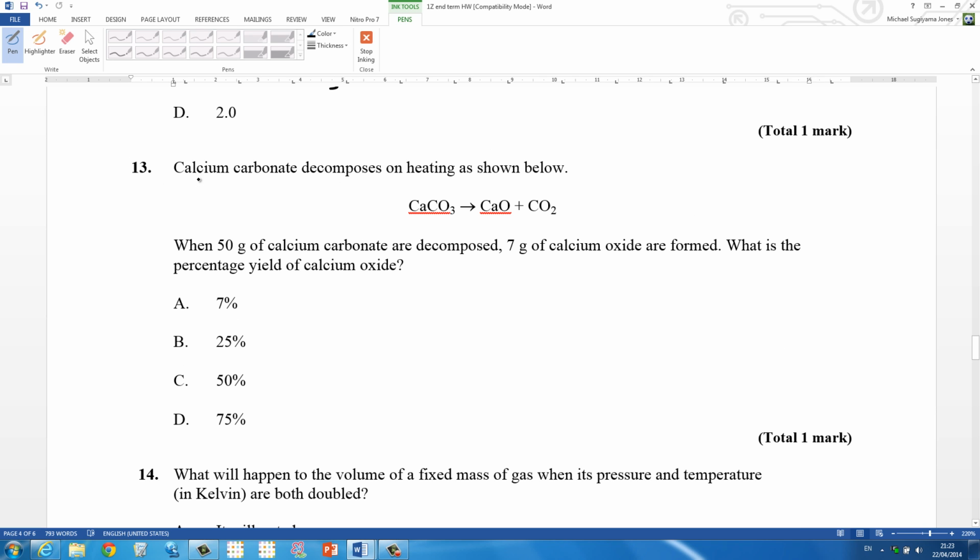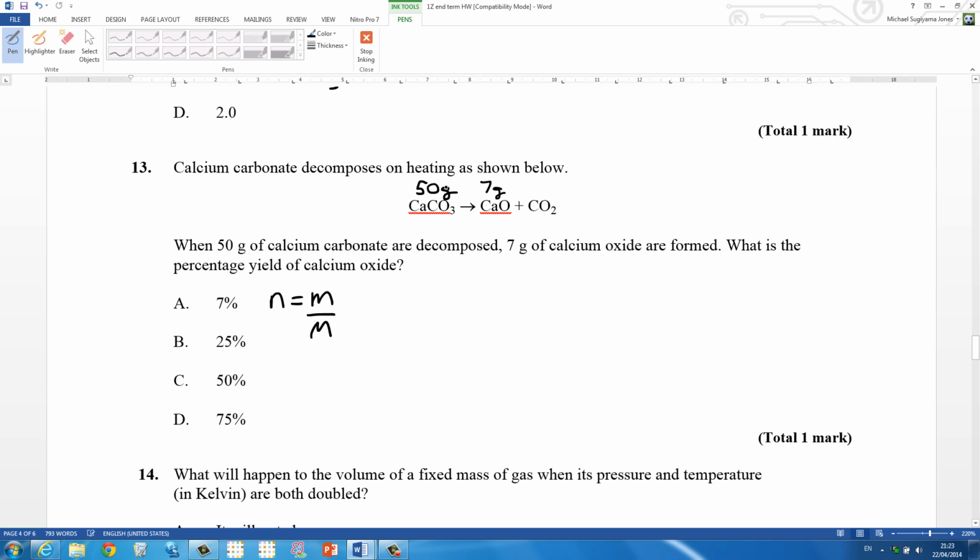So on to question 13. This is a percentage yield question, and you're given 50 grams of calcium carbonate, which is this here, and 7 grams of calcium oxide was formed. What's the percentage yield? So let's calculate how many moles of this we have, and then we can calculate the theoretical yield. Okay, so we're going to use this equation here.